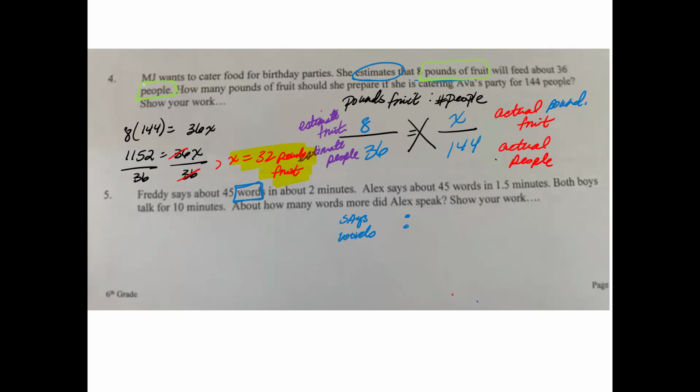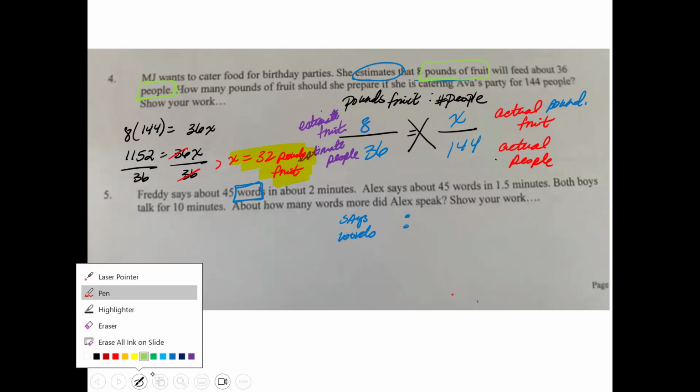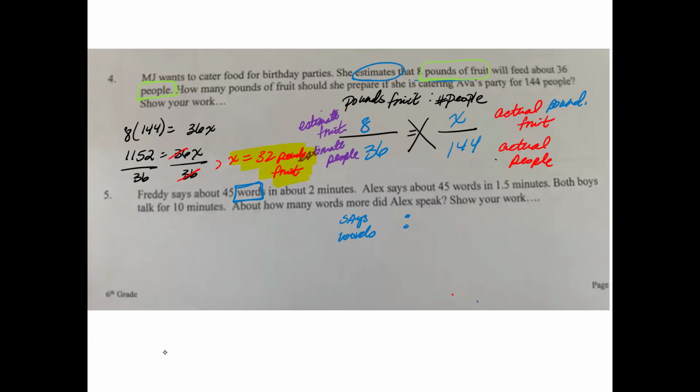Words. Words, that's the first one. What's the next number that they give you? What number follows 45? Look at the question. Read the question, please. Just read the question to me. It says about 45. There you go. First word, 45 words. That's the first one. Words.